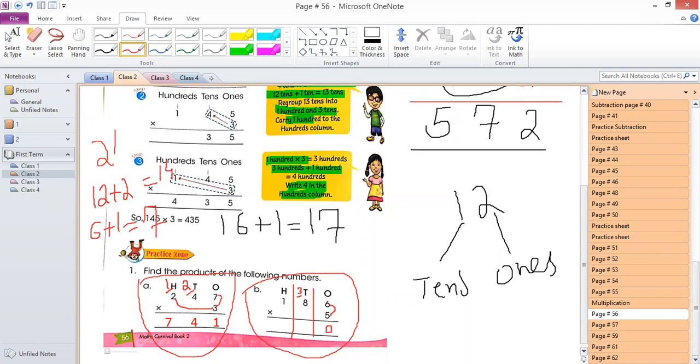3 multiplied by 8. No. You don't need to multiply 3 because 3 is a carry. Multiply the numbers. All right. The carry you have to add in the answer. 5 multiplied by 8.